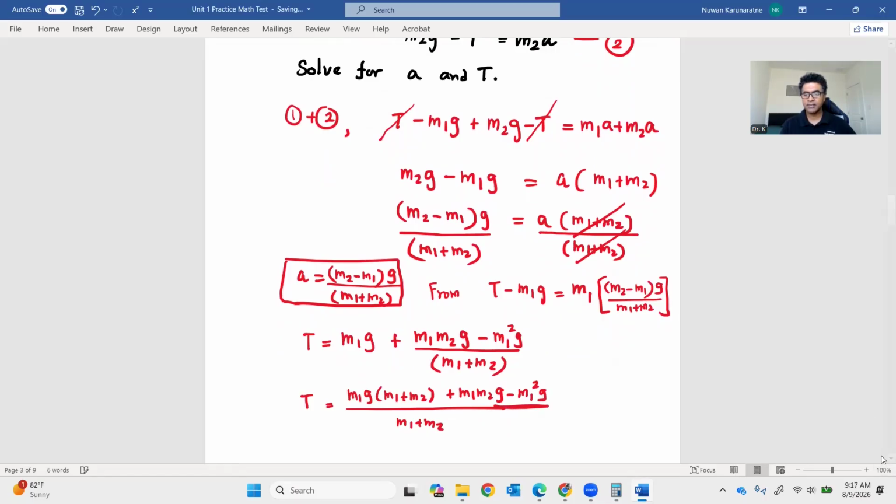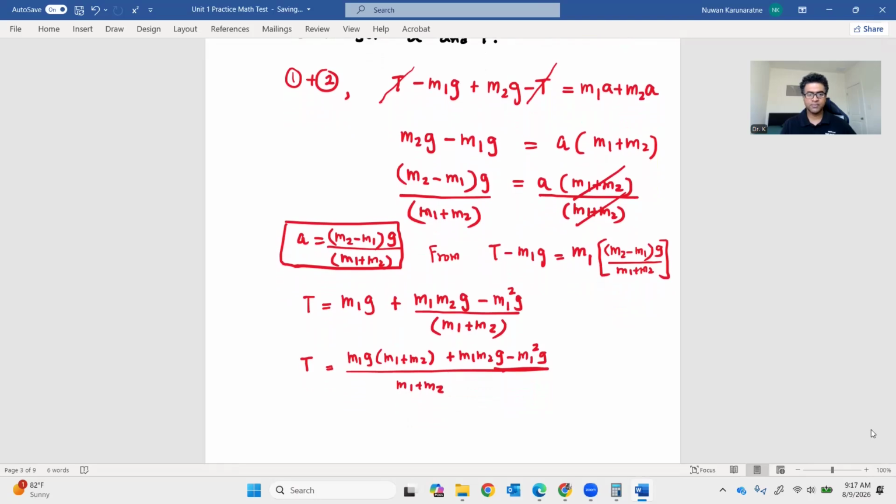Okay, and then we are almost there. So t, now I'm going to distribute that m1g. I'll have m1 squared g plus m1 m2 g. And then I have another m1 m2 g minus m1 squared g. And then I have a common denominator, which is m1 plus m2.